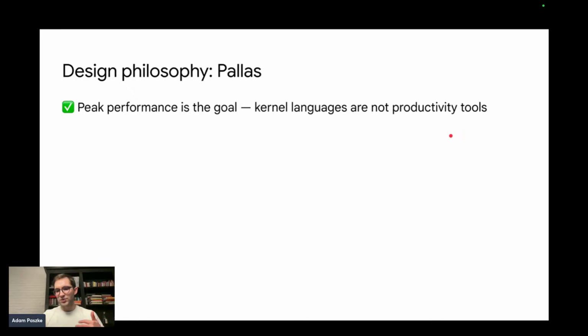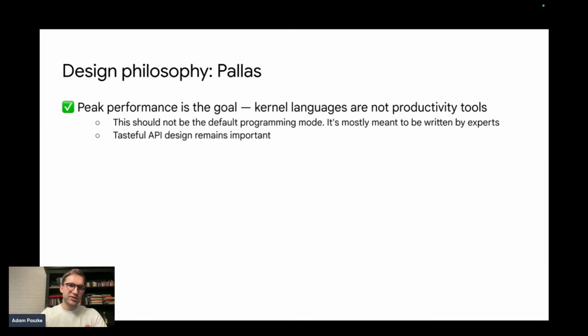You should start with your program written in plain PyTorch or plain JAX. You only reach for a kernel language if you're unhappy with the performance they deliver. And so it's not that important for it to be the easiest to use, but it is really important for it to be able to deliver the performance, right? Because you've reached for it because of performance in the first place.